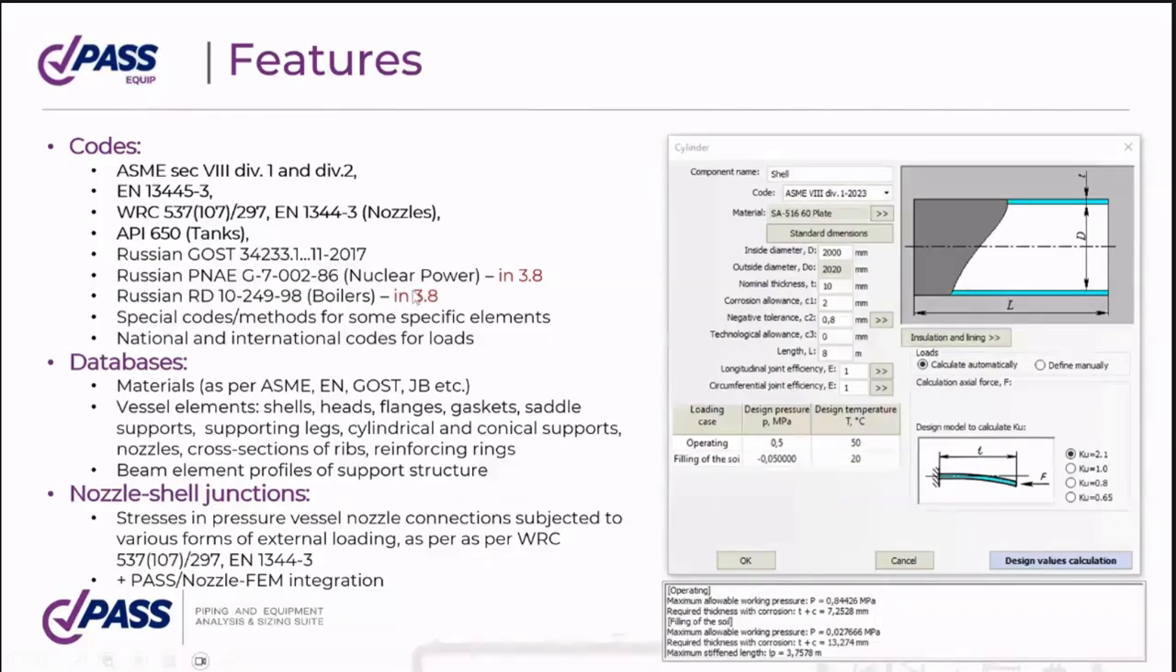For nozzle shell junctions, as I already told, we use WRC, but we also have integration with Paulin Nozzle FEM. So any shell nozzle junction connection, you can export and immediately open in Nozzle FEM and calculate. But I guess Andrei will show.